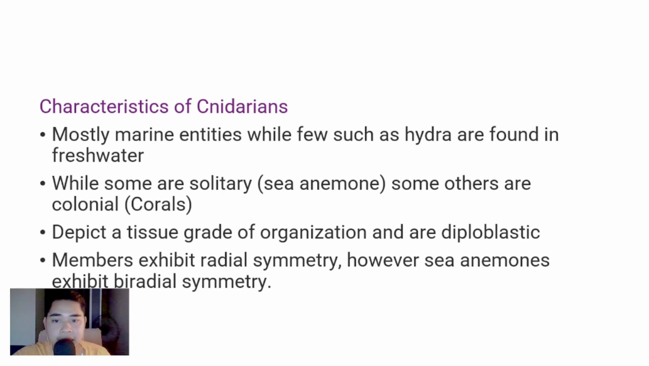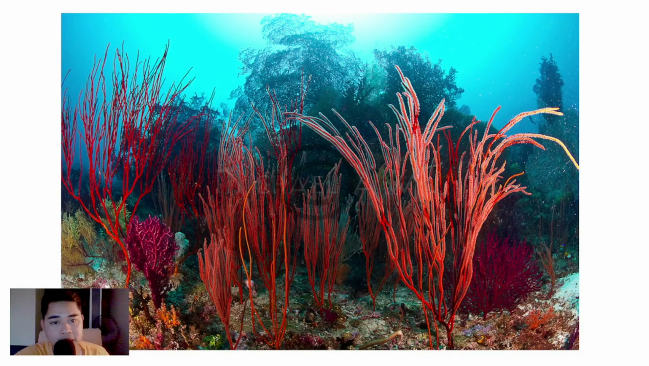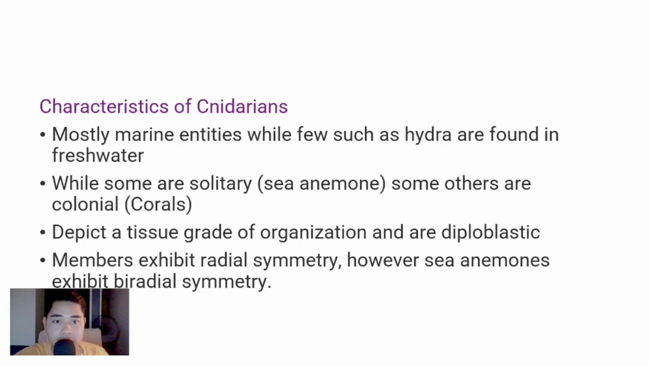So they depict a tissue grade of organization and are diploblastic. So it is composed of multiple tissues. Just like humans, we have different tissues like skeletal tissues, muscular tissues. These creatures, Cnidarians, also have different types of tissues accordingly. And these members exhibit radial symmetry, as what we've said a while ago. However, sea anemones exhibit biradial symmetry.